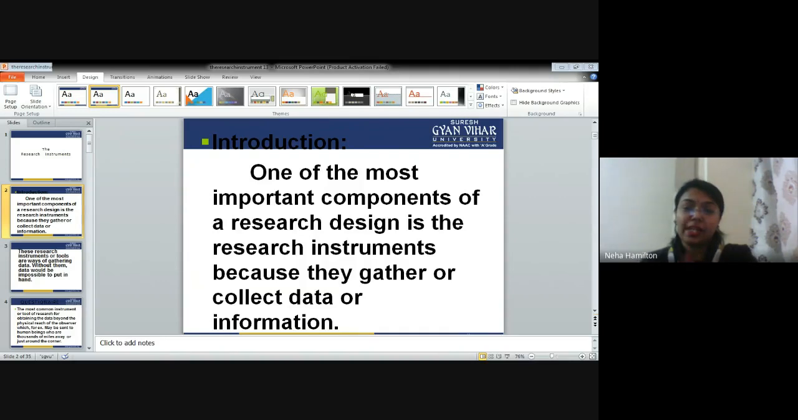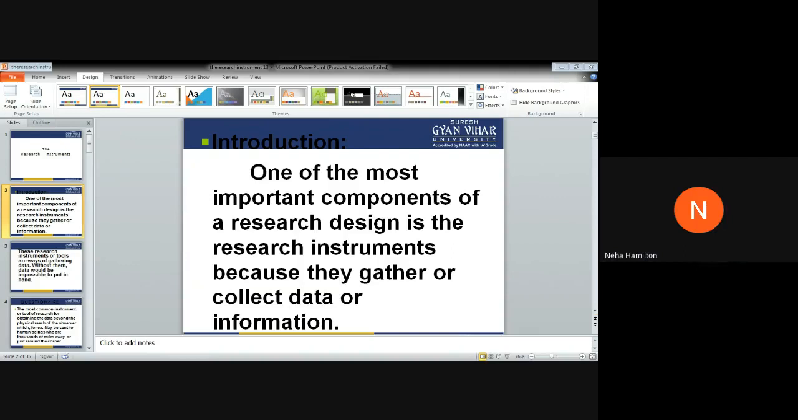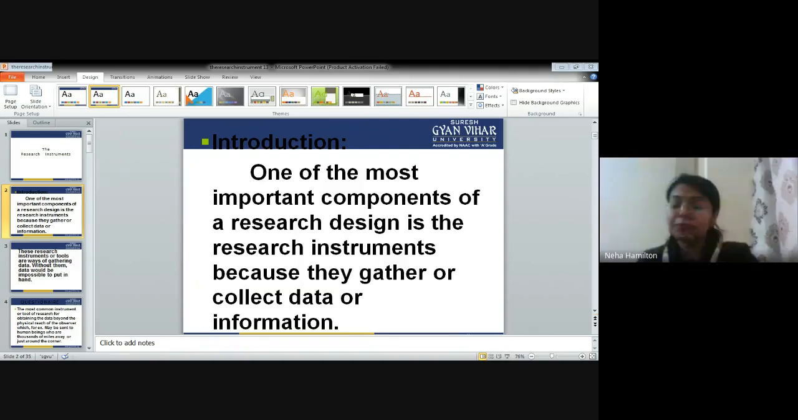Every research design has different kinds of research instruments which need to be used. For example, if you have exploratory research, then you are going to use a different instrument. If you are going to use descriptive research, then you are going to use a different instrument. If you are going to use causal research or experimental research, then a different kind of research instrument you are going to use. So first we have to have clarity on what a research instrument is.